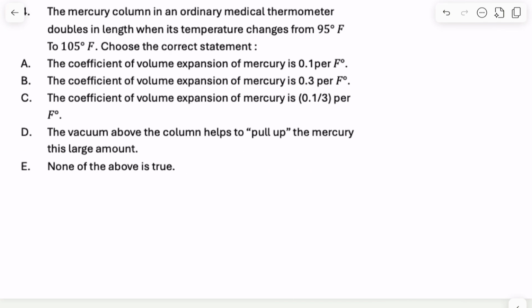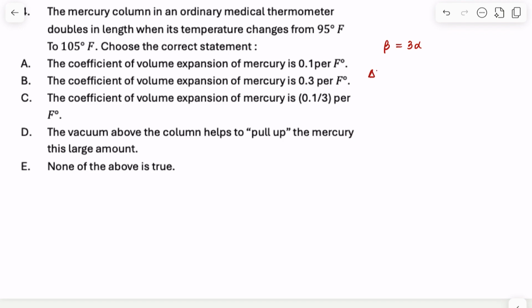Number 4: the mercury column in an ordinary medical thermometer doubles in length when its temperature changes from 95 degrees Fahrenheit to 105 degrees Fahrenheit. And then you have to choose the correct answer. So basically, all of these statements are asking for the coefficient of volume expansion. So we have to recall some principles in our discussion that beta, the volume expansion coefficient, is generally 3 times the linear coefficient, which is alpha.